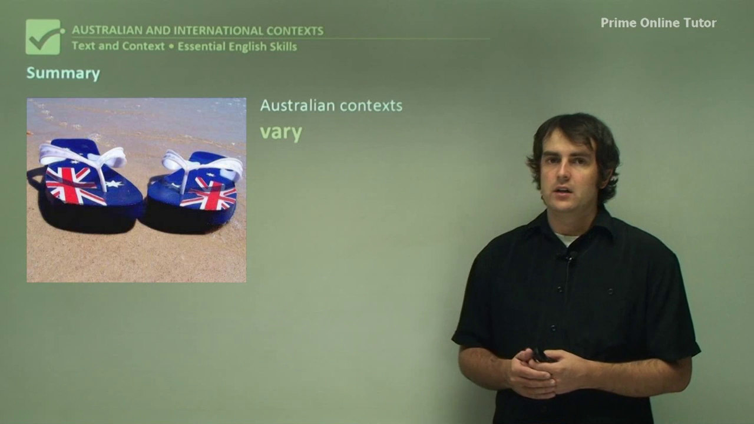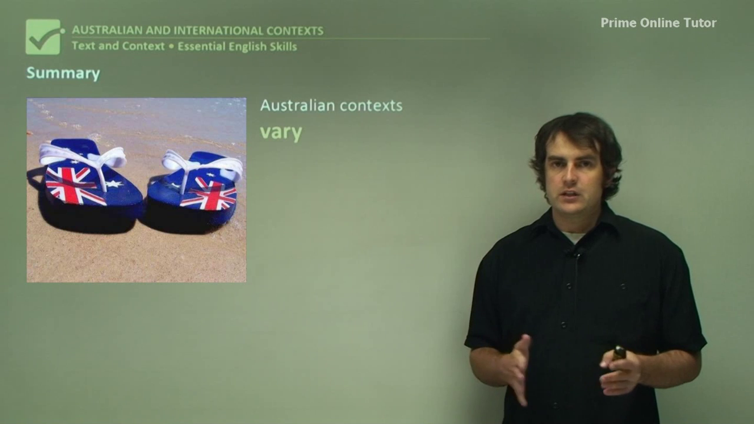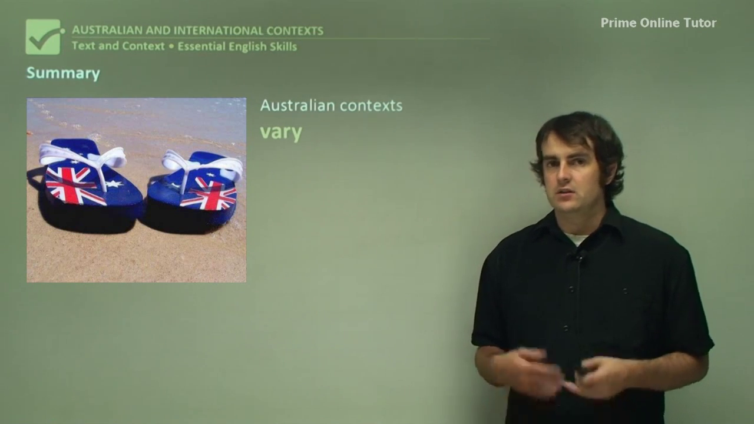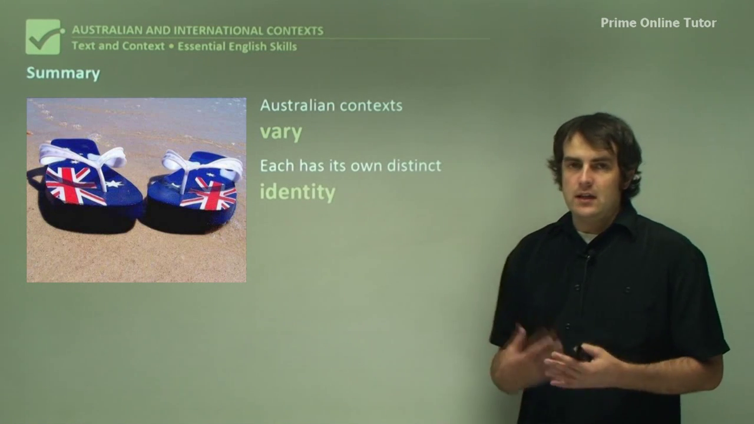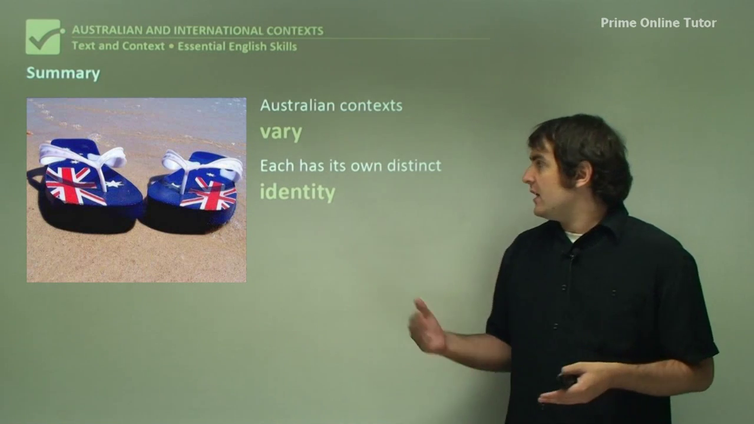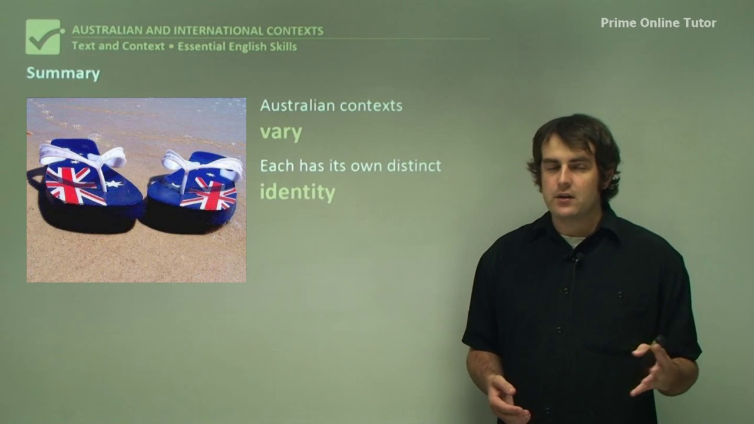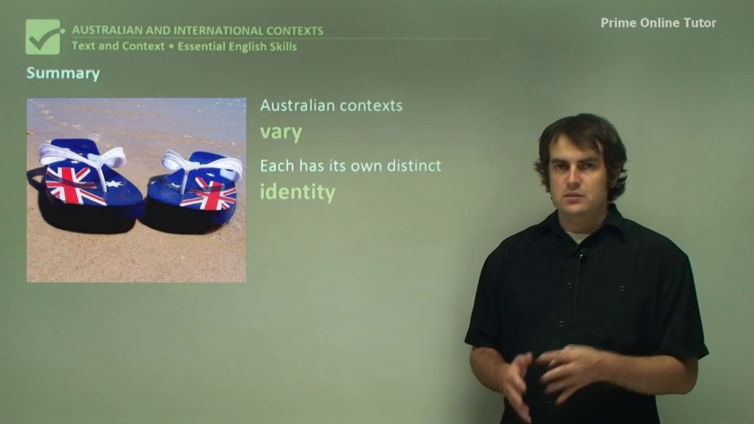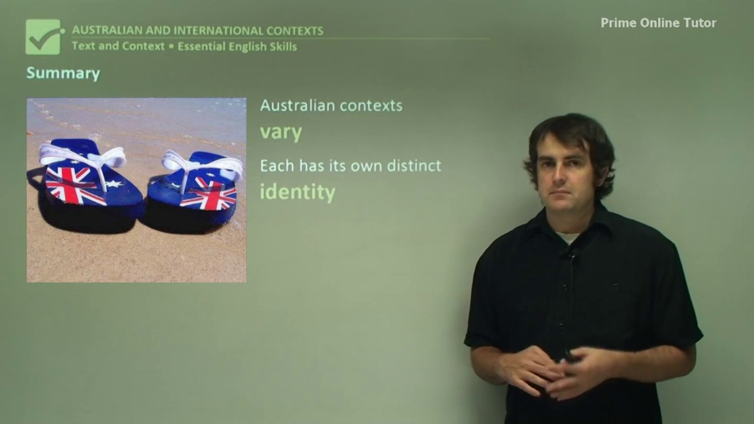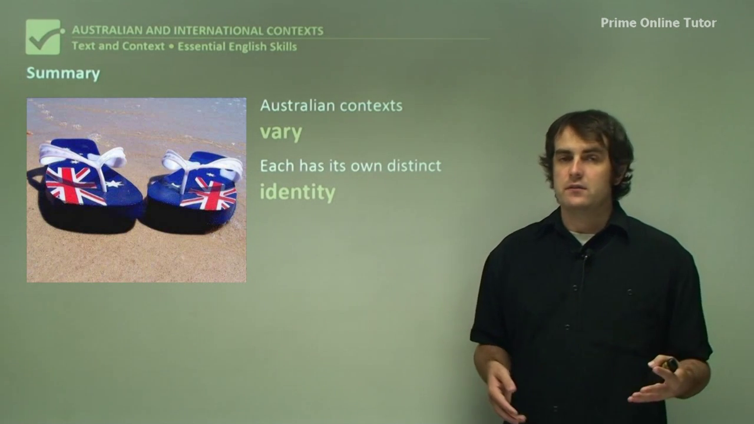Okay, so in summary, Australian contexts vary. You're not going to find the same story each time. And if you're looking at Australian stories as being representative of Australia, there are a number of definitions of Australia that you need to look at. They have their own identity, and that's what I was getting at before, that every text has its own distinct identity and reflects its own distinct part of the community. So whether it be a small or a large part of Australia, each part has its own identity, and different people can identify with it to differing degrees, even those living here and certainly those living overseas.